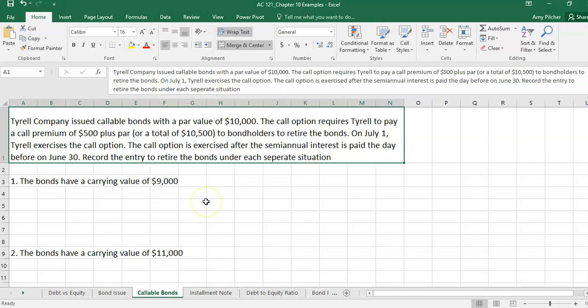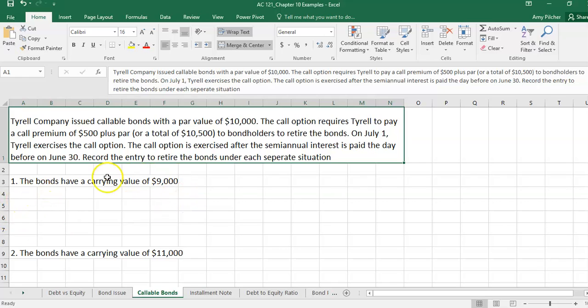In this example, we're going to look at callable bonds. Callable bonds are bonds that we call back early before their maturity date. Companies would call back bonds early in order to avoid paying interest payments on them. So if we have 10-year bonds and we can call them back after 5 years, this saves us 5 years of interest payments. So it's a cash savings thing in paying our debt early.